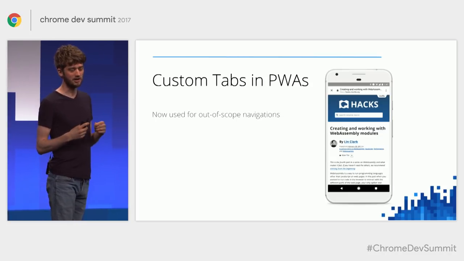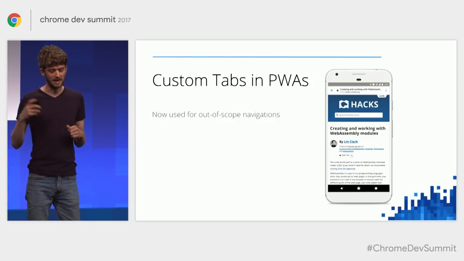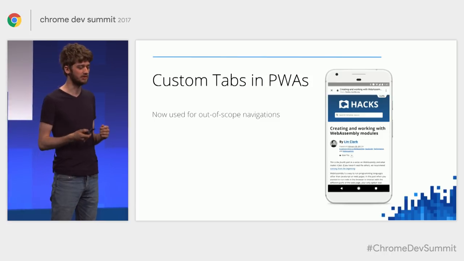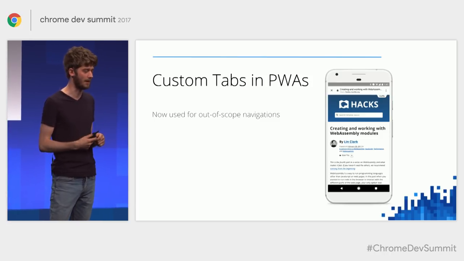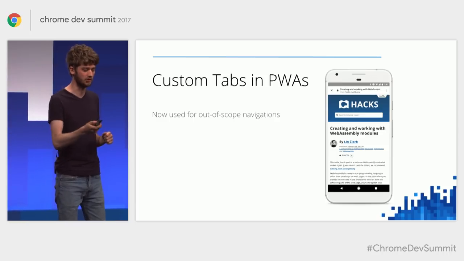So then in publishing, another important aspect is linking out to third-party content. And again, like Andrea showed earlier, Chrome supports this using custom tabs from progressive web apps. So any navigation that crosses the scope of the progressive web app will be shown in a custom tab.